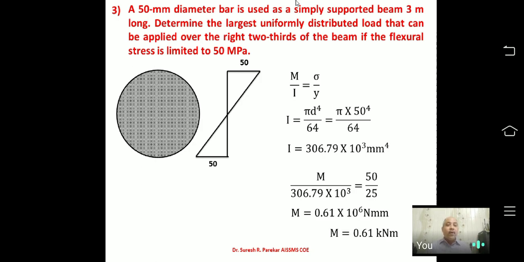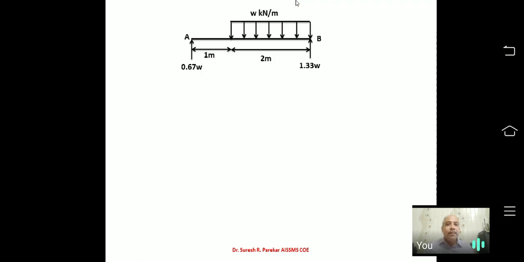So now what is given? You just see in the problem, determine the largest uniformly distributed load that can be applied over the right 2/3 of the beam. 2/3 means how much? 2 meter on the right side. So I have to plot the beam, and here 2/3 means 2 meter on the right side W. So 2/3 of 3 is 2 meter, and we have to find out the value of W, how much load it can resist.